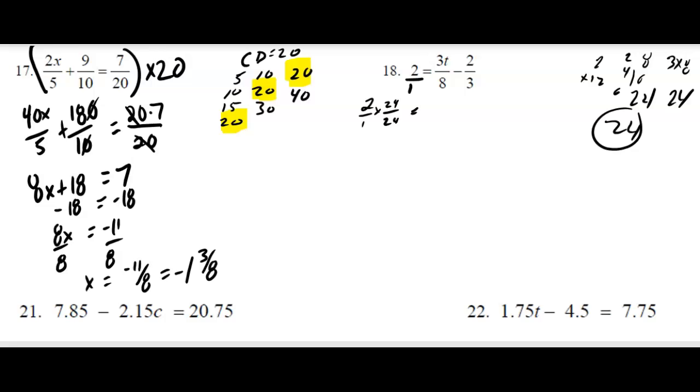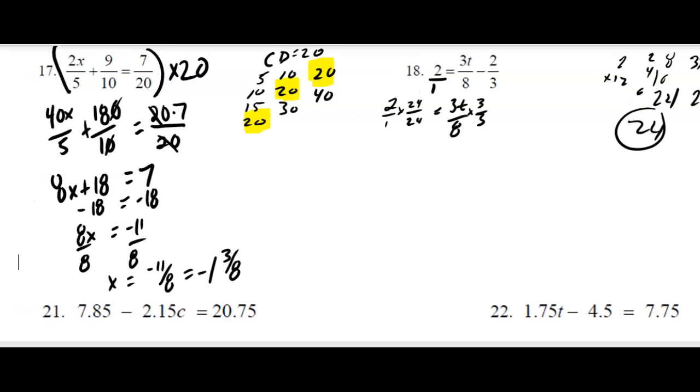All right, this next one here, 3t over 8. How do I get to 24 there? Well, I'd have to multiply the top and the bottom by 3. And then I'm over here. How do I get 2/3? How do I get a denominator of 24 there? I multiply the top and the bottom by 8.